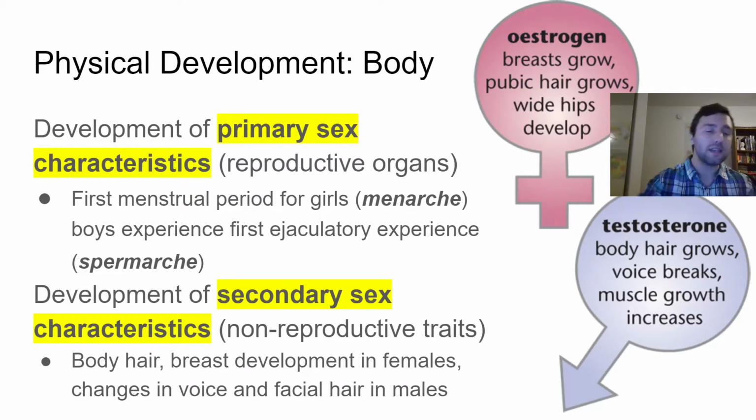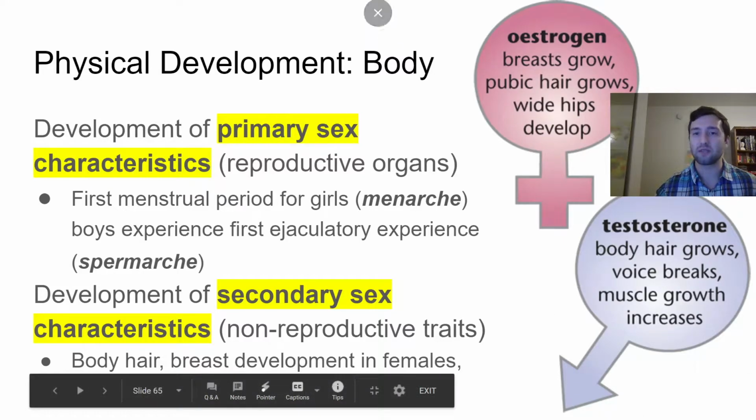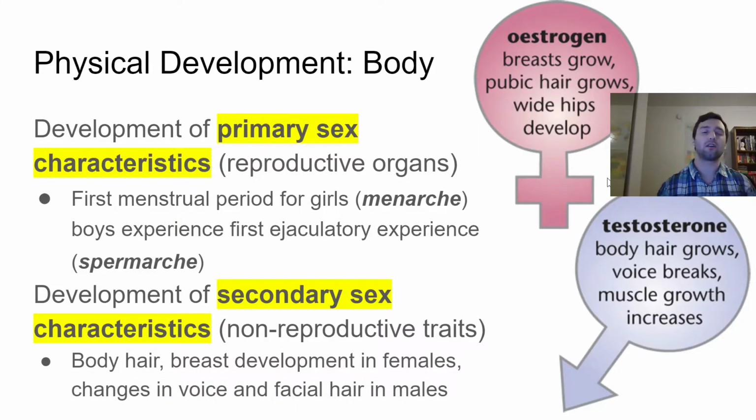Now, in addition, we also have what are called secondary sex characteristics. Now, these are all physical things, but they're not necessarily connected to reproductive traits. So we see things like body hair growth, breast development in females, changes in voice and facial hair in males. There's obviously a whole bunch of pieces here, and a lot of other things that we could talk about. Again, all of these are not necessarily part of actual reproduction, but they are physical traits that go along with it, that are connected to our journey from being a child to being an adult.